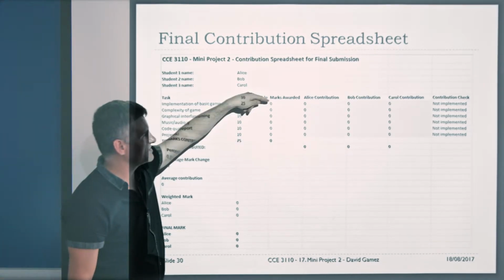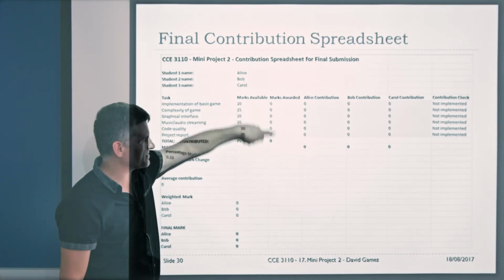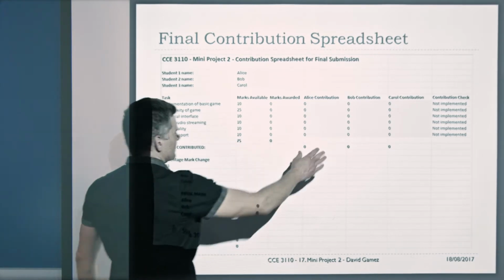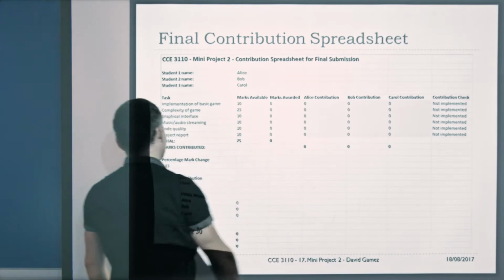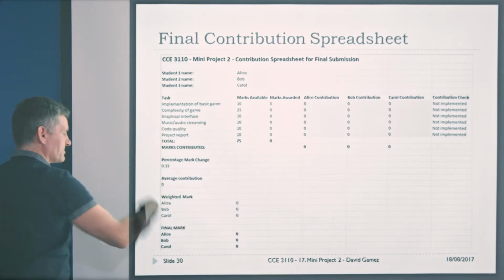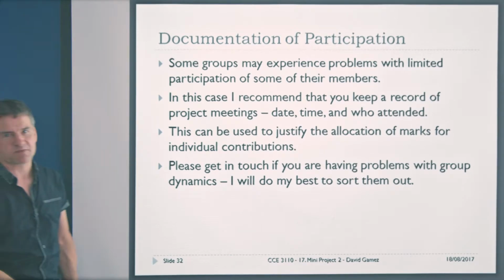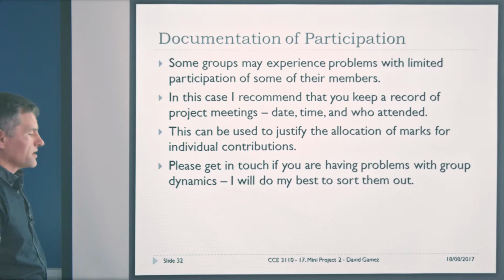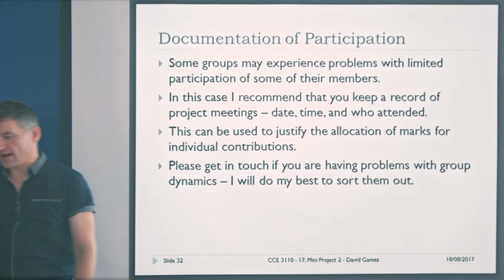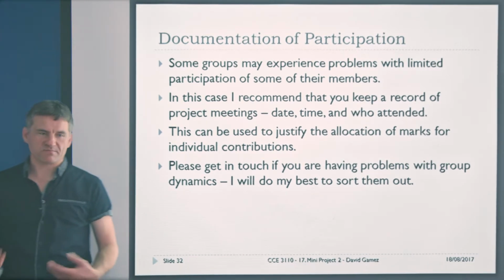The marks are available. When I mark your project, I'll put the marks in here, and in exactly the same way, put your contributions here. It'll calculate the contributed marks, calculate the average marks, and work out the final marks. I don't think I really need to go through that in detail because it's exactly the same spreadsheet, just with different stuff on it.